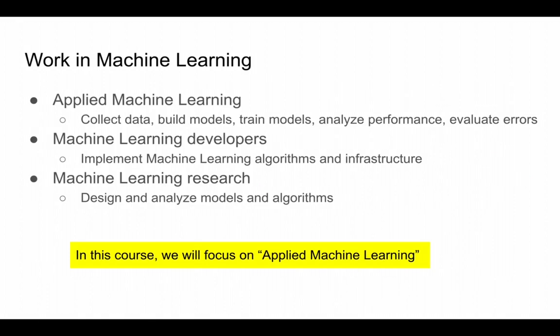When we talk about work in machine learning, there are three major types of activities. Applied machine learning means the user who collects data, builds models, trains models, analyzes performance, and evaluates errors. Going one step further, machine learning developers are the people who work on implementing machine learning algorithms and infrastructure to enable applied machine learning. The machine learning researchers are people who can design and analyze models and algorithms.